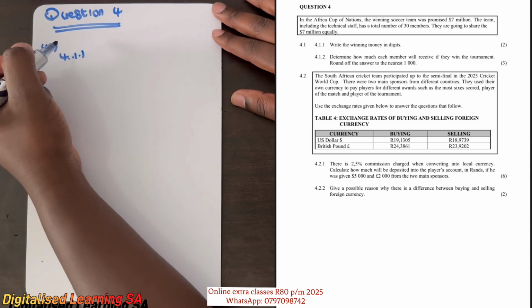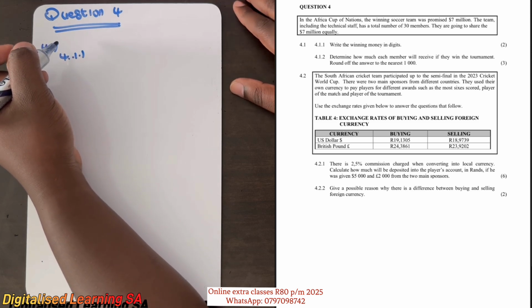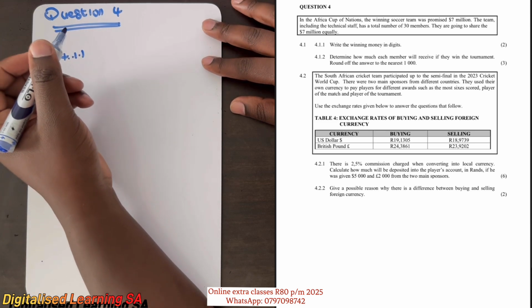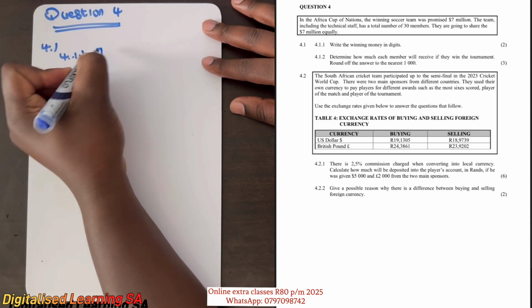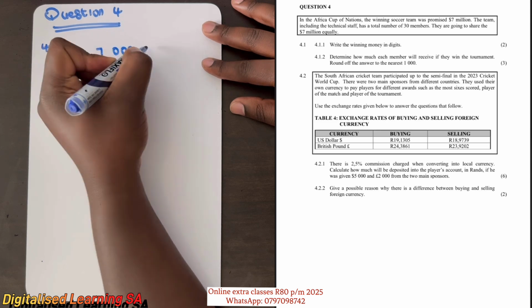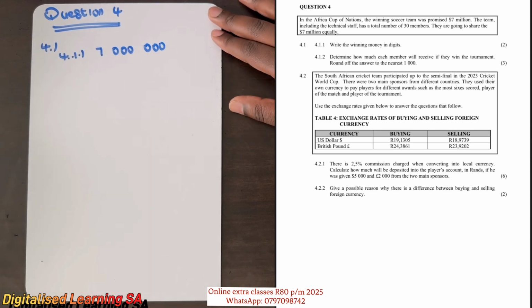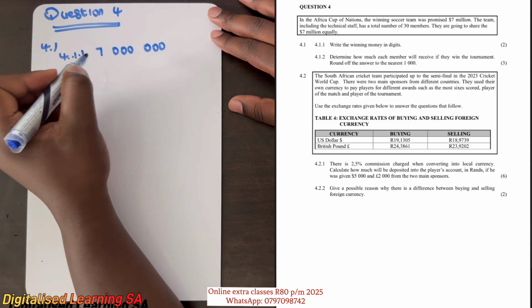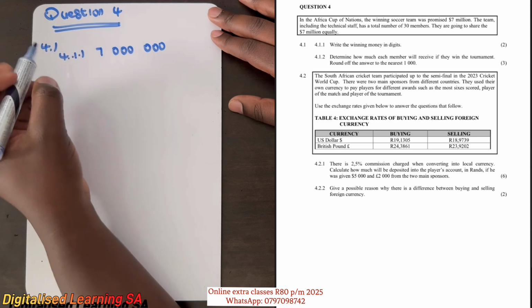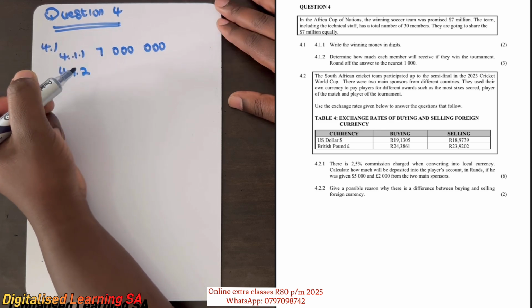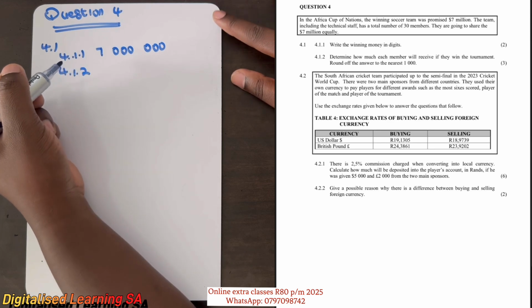and we have 4.1.1. So the question says that write the winning money in digits. So it's $7 million. So it's going to be 7, and then 1, 2, 3, 1, 2, 3. Remember that there are 6 zeros, not thousand. So there are 6 zeros in a million. So the answer is going to be 7,000,000. And then now let's move to question 4.1.2.